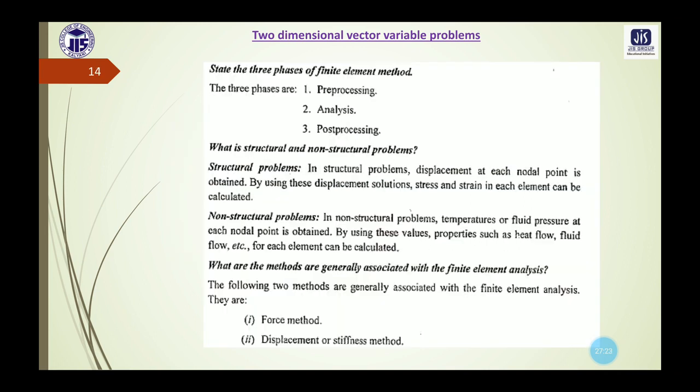So the next question is the three phases of the finite element method. Earlier in the introduction module we have discussed these three phases of the finite element method, like the pre-processing, analysis and the post-processing. These are the basic three steps or the three phases of the finite element modeling, and under these three steps we have discussed the 10 general steps which are actually required for any numerical to solve using this finite element concept.